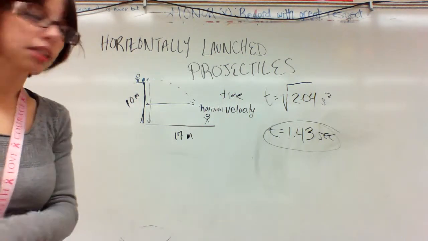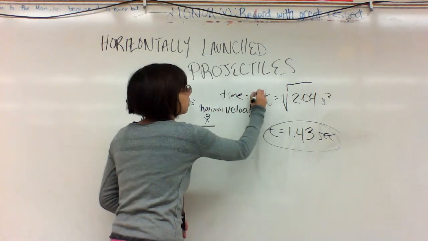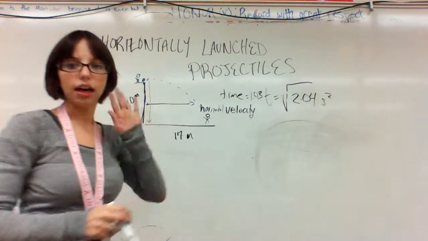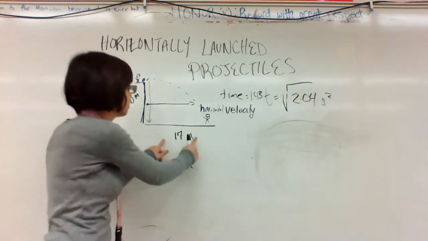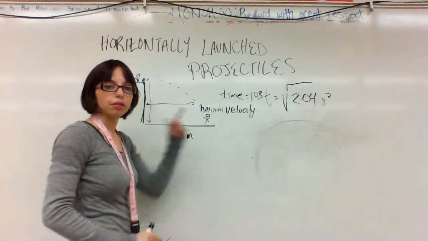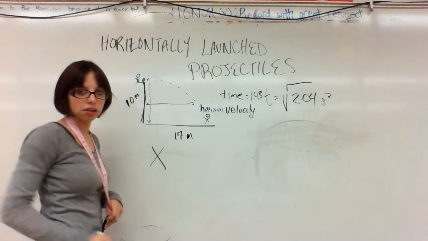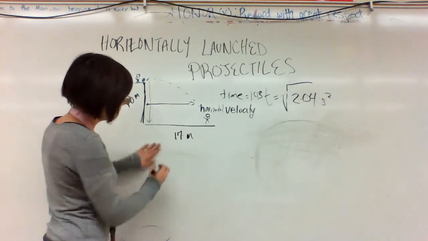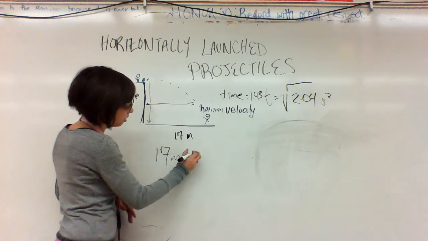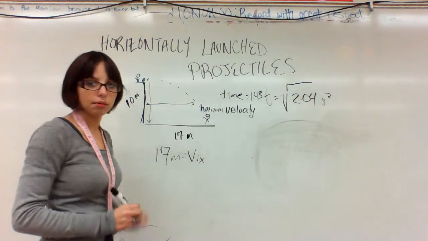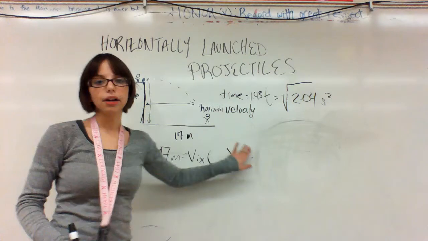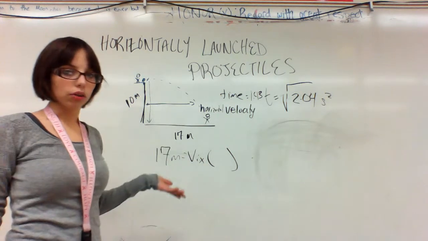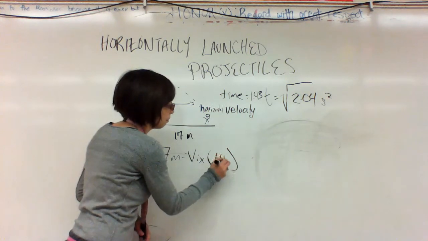So, using that, I got my time. I can now find what horizontal velocity I need to throw it at in order to get 17 meters in 1.43 seconds. Now I'm using horizontal variables, so I'm going to label them x, as in the x-axis. X, which is 17 meters, equals VIX times time. I don't have to do anything with acceleration because there is no such thing as horizontal acceleration with these projectiles, only vertical. So, sub 1.43 seconds.